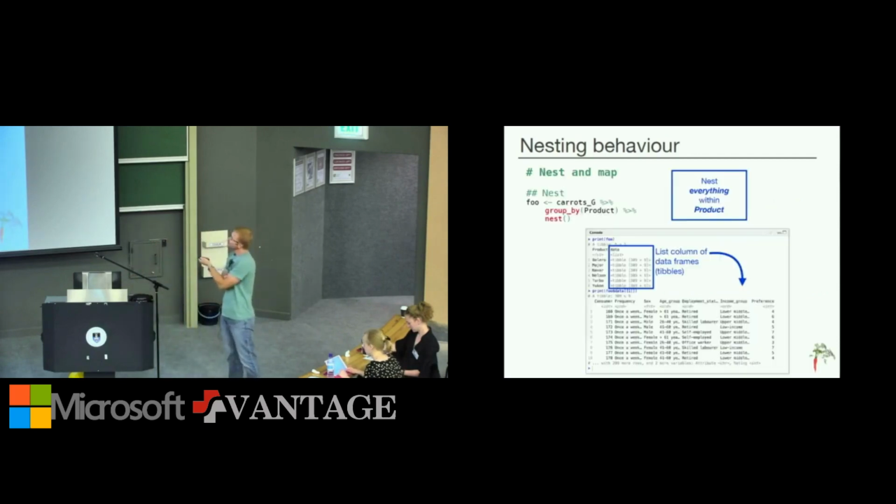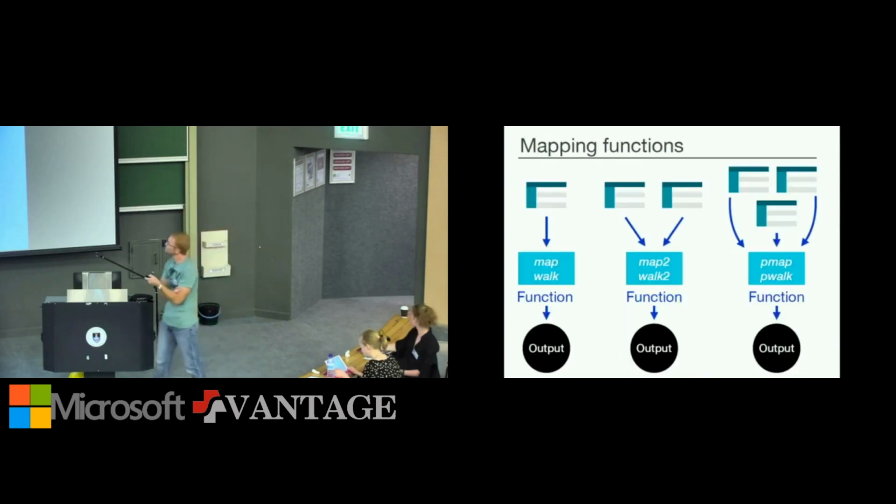Just to confirm that, I've nested this carrots data by the grouping variable. There's your product, your grouping variable, and inside you've got a whole lot of data frames.